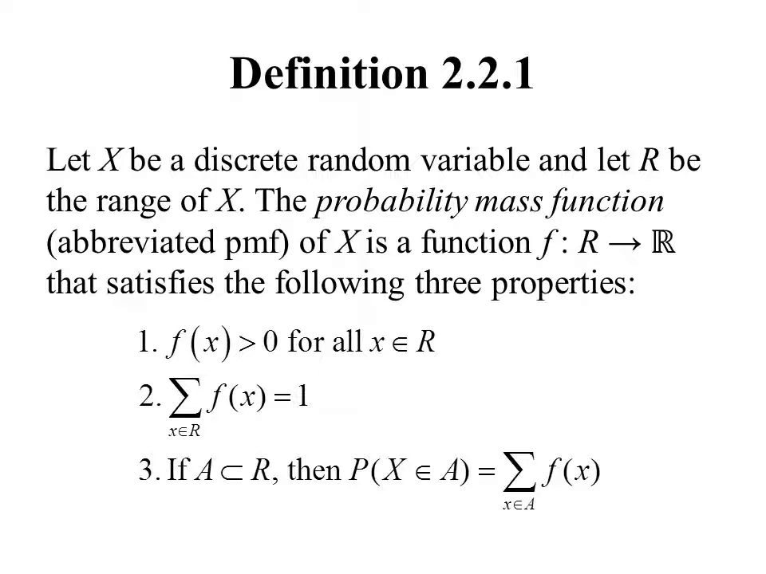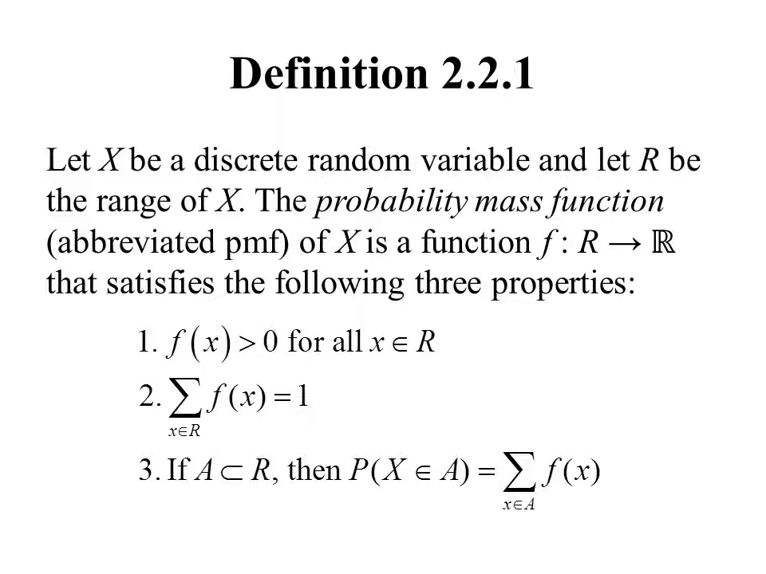But this is not just another type of random variable. It's a function that satisfies the following three properties. Number one, f of x has to be greater than or equal to 0 for all x in the range. So it's saying that this probability mass function can never be negative. Number two, if we add up all the values of this function over all possible values in the range, it should equal 1.